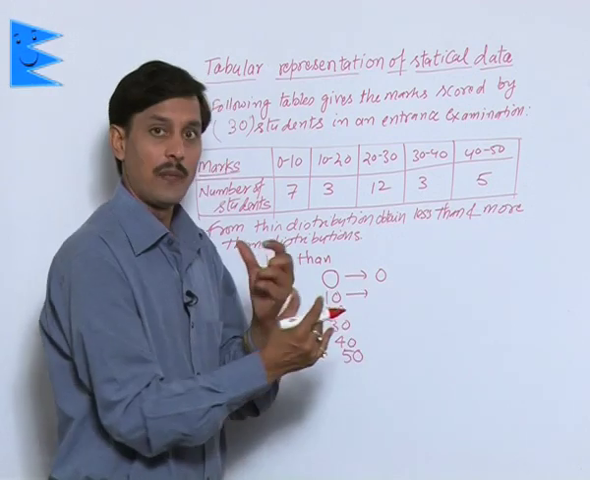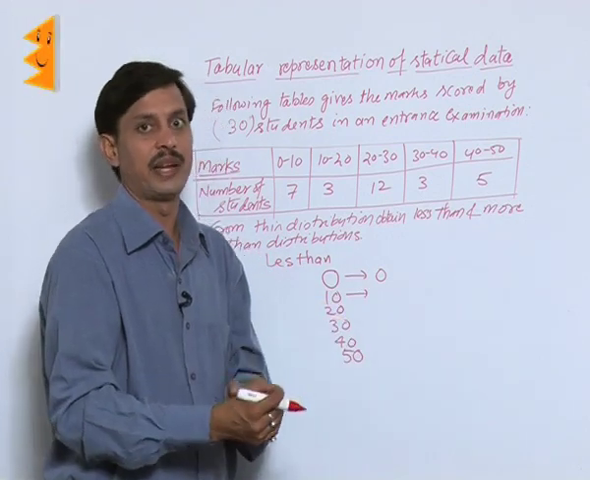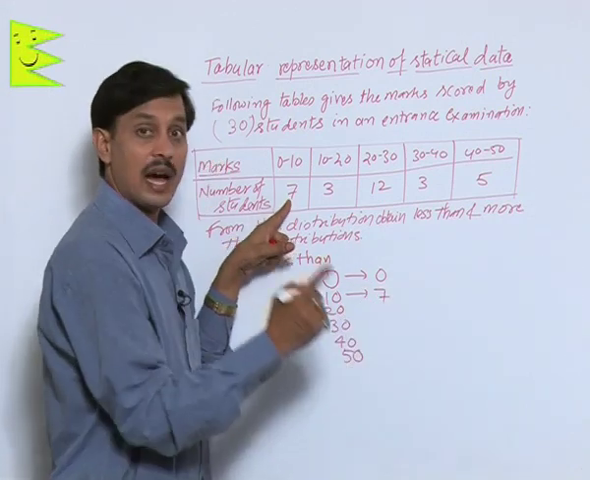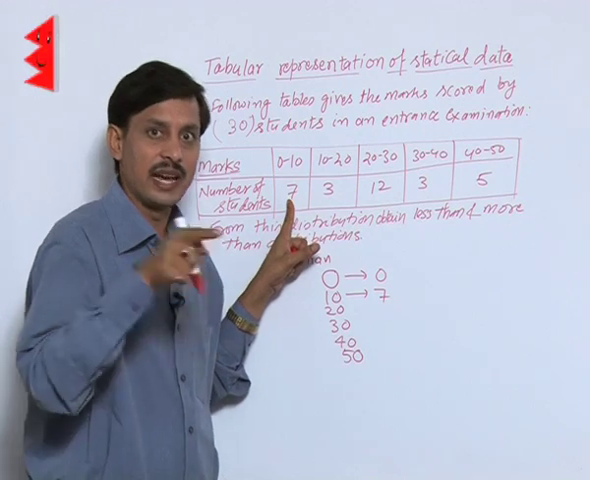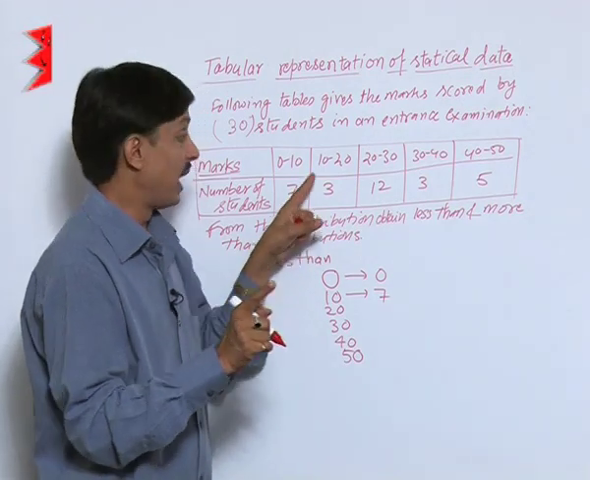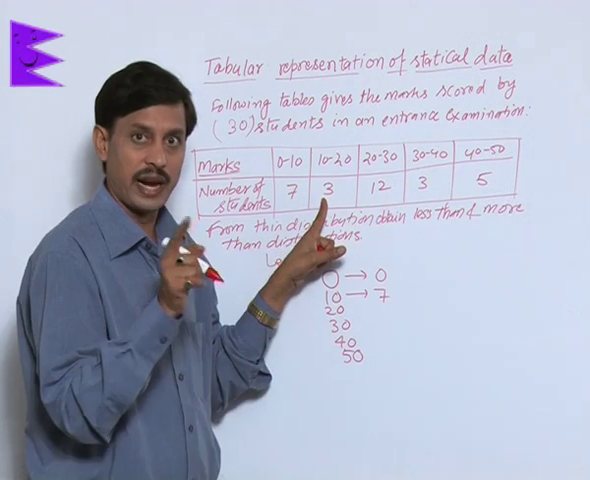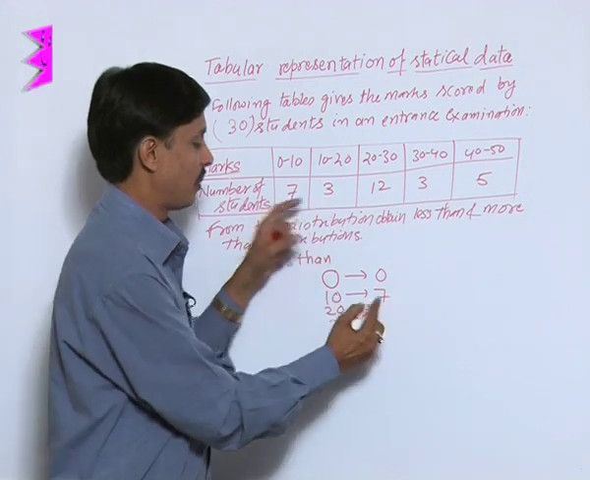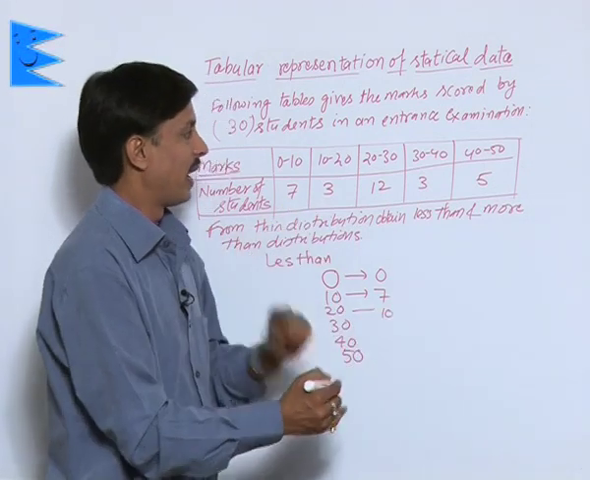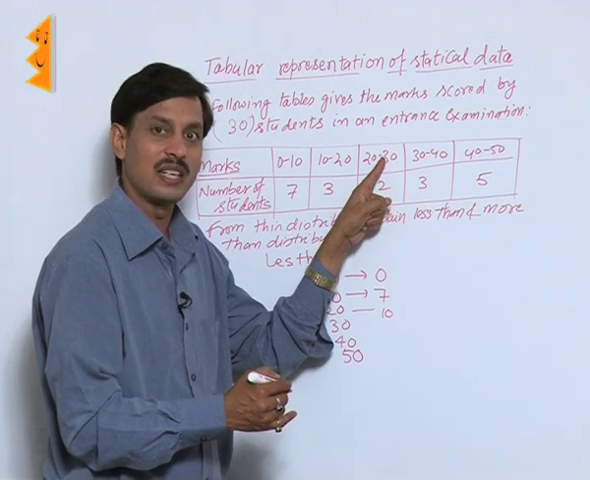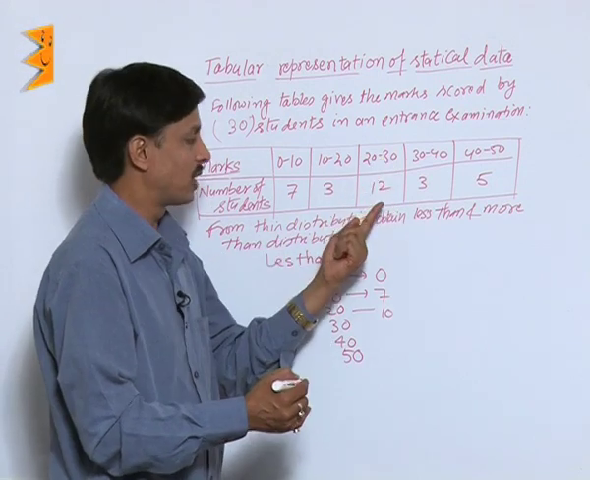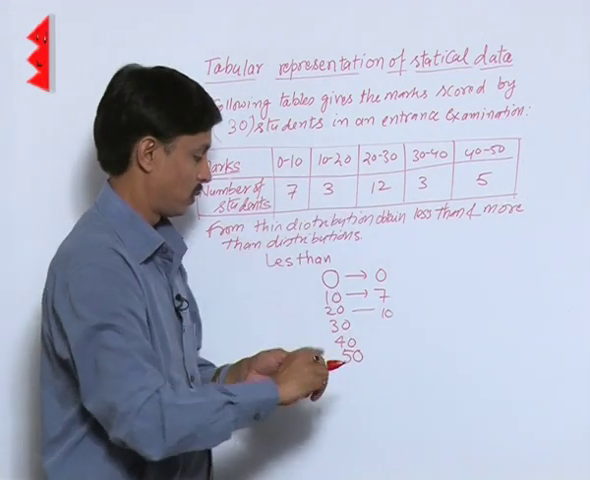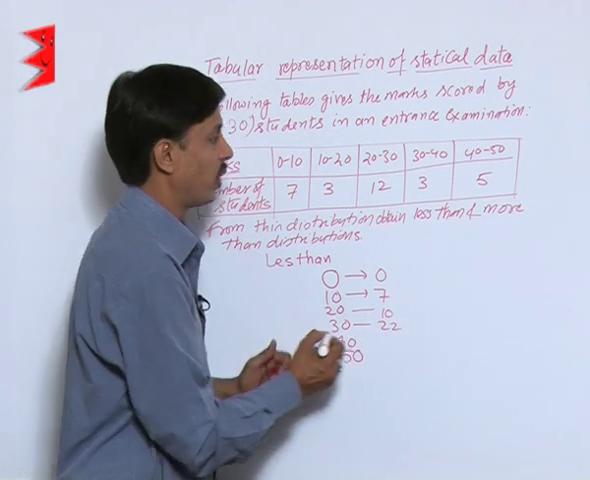Less than 10. If I ask how many students have scored less than 10 marks, please stand up. Only these 7 students I will find. If I say how many students have scored marks less than 20, then 10 to 20 will also stand. So 7 were already, 3 new students have come, so 7 plus 3 becomes 10. When I say number of students who have scored marks less than 30, then 12 new students will join, because less than 30 means less than 20 and less than 10 also. So this will be 10 plus 12, 22.